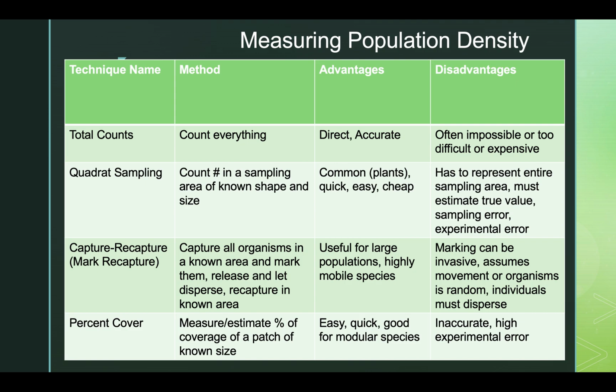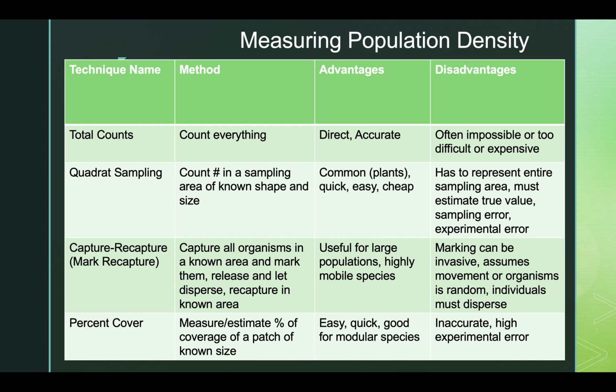as much is capture-recapture, or mark-recapture. You capture all the organisms in a known area, mark them, release them, let them disperse, and then recapture them. This is a way that we can see where organisms go, or how many stay within a certain area or move outside a certain area. This is useful for large populations and good for highly mobile species. This is something that we do with sharks, for example.